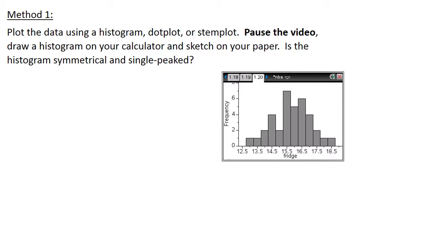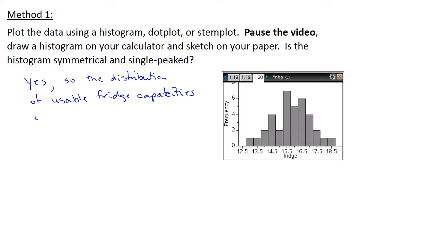Here's the histogram that I got, just not setting the bin width or anything, just letting the calculator graph it. And yes, this distribution does seem to be single peaked and symmetrical, so the distribution of usable fridge capacities is approximately normal. Now notice that I didn't say it's exactly normal or just normal, I said approximately. So no, it's not exactly normal, but it's really close. So let's see if we can add something to that to kind of confirm that decision.